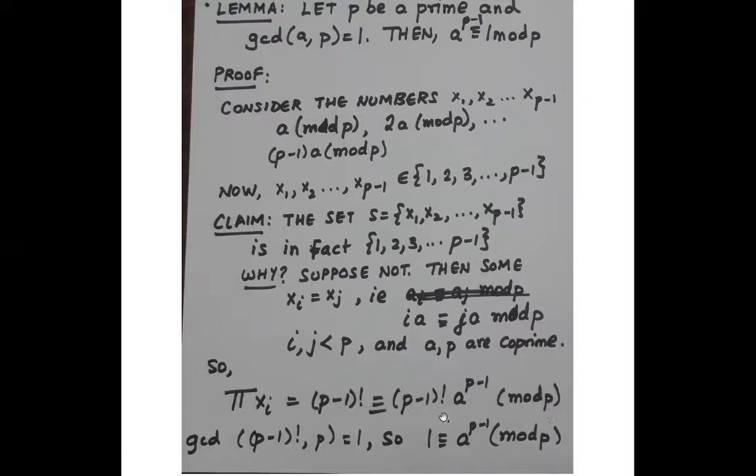Now you have a common factor on both sides. So when can you cancel common factors in modular arithmetic? You can cancel common factors if they are co-prime to the modulus. So p minus 1 factorial is co-prime to p. They are prime numbers, so by definition all numbers below are co-prime to this. So you can just cancel it out. You get 1 is congruent to a to the power p minus 1 mod p, and that's what we wanted to prove. So that's Fermat's little theorem.